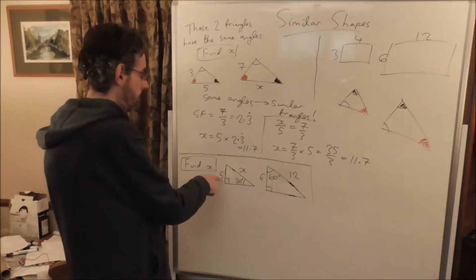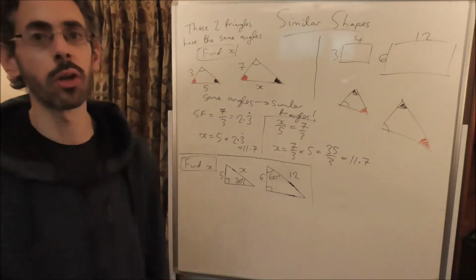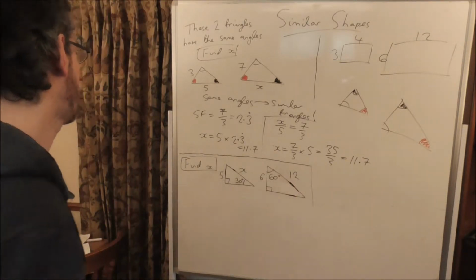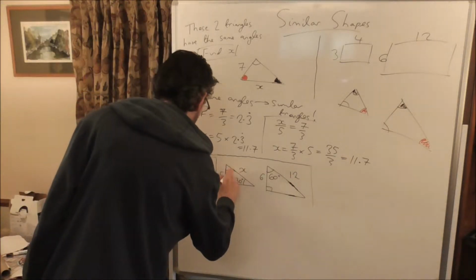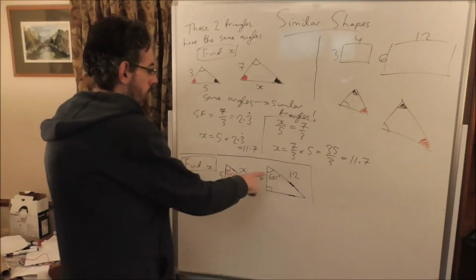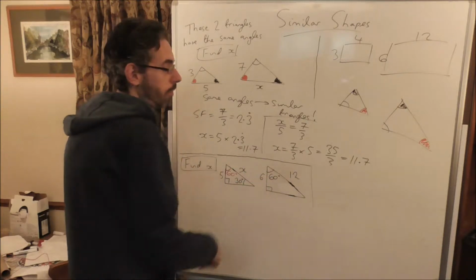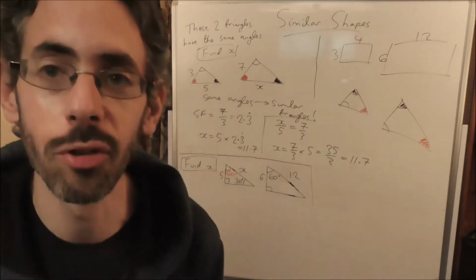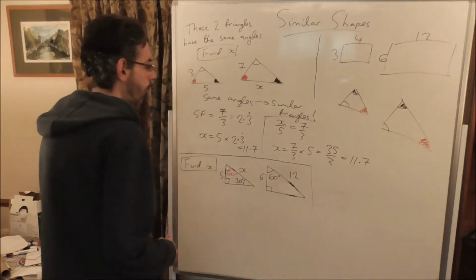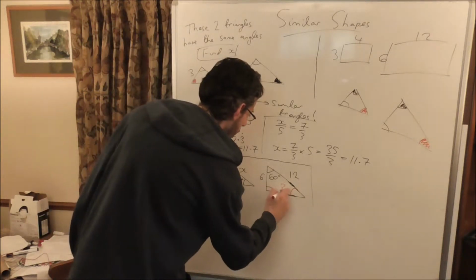Well, in this triangle here, you've got 90 and 30. That adds up to 120. So how far away from 180 is that? Well, it's 60 away. So this angle's got to be 60. And in this triangle, these two angles are 60 and 90. So they add up to 150. To get to 180, you have to add 30. So this angle must be 30 degrees.